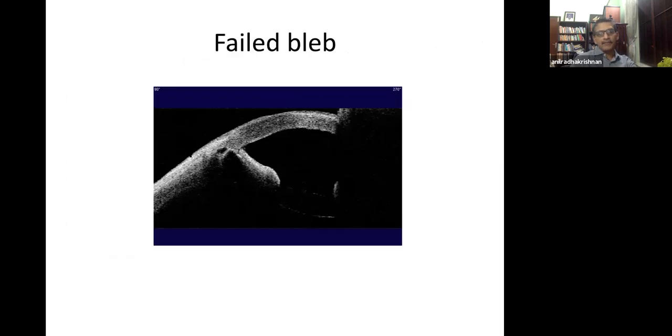While a flat bleb would appear flat, even the scleral ostium is closed. You can see that the ostium is here and the iris is closed over here.